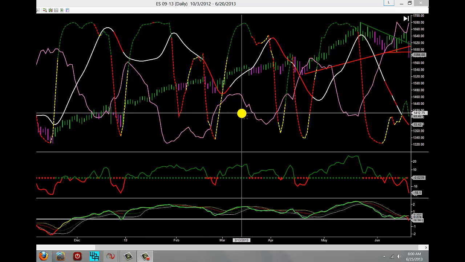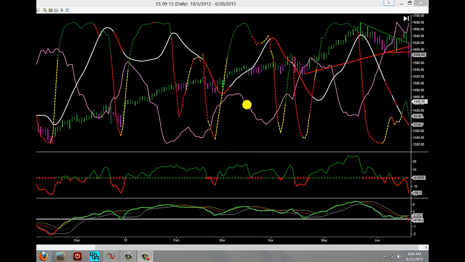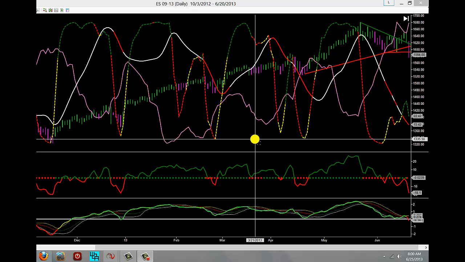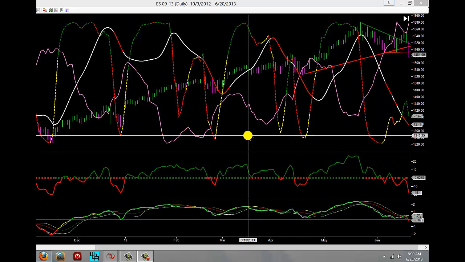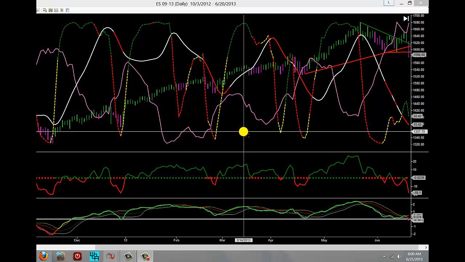You can see another example of it here. This is going up and this is moving down here. It's nothing tradable, but it's just an interesting observation, I think.